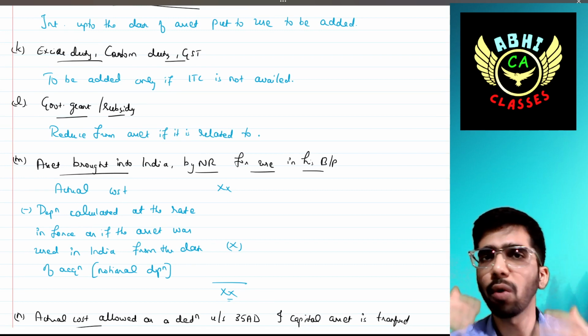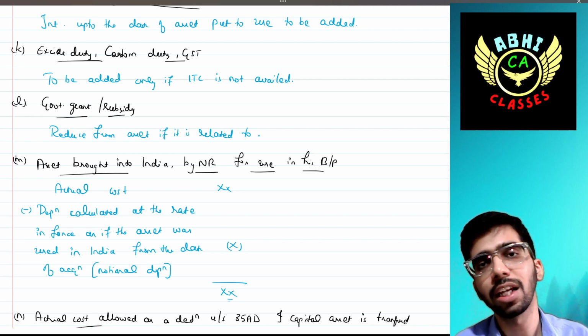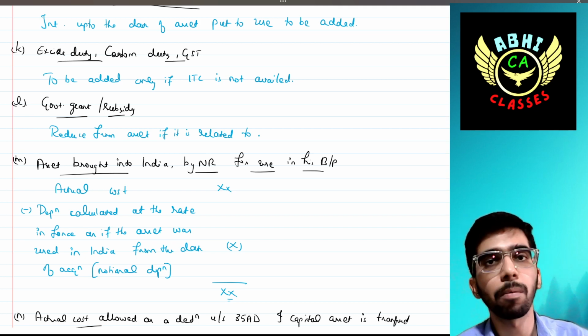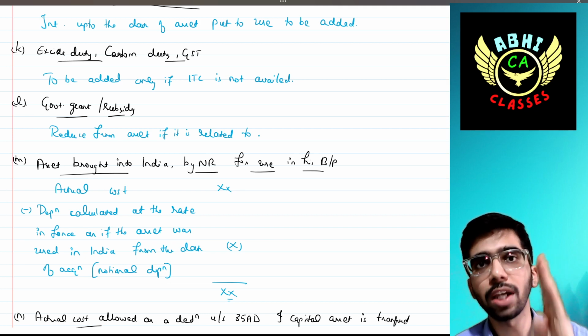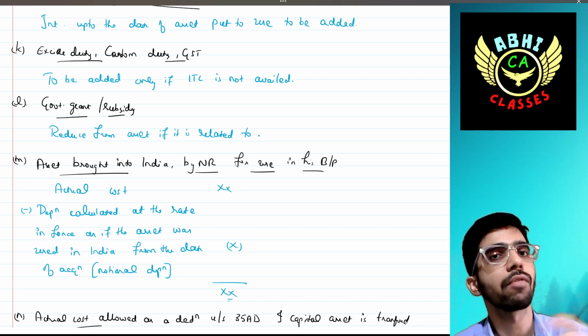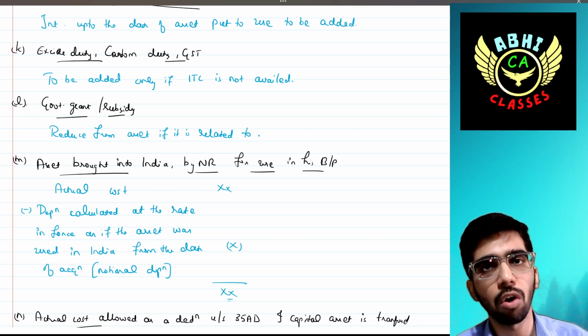If it is related to any other business, then it should be a form of PGBP income that should be credited to your profit and loss account. If it is related to an asset, then it should be reduced from the cost of the asset to arrive at the final cost of that asset.